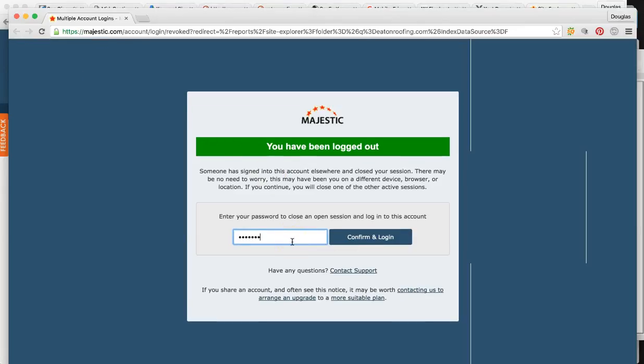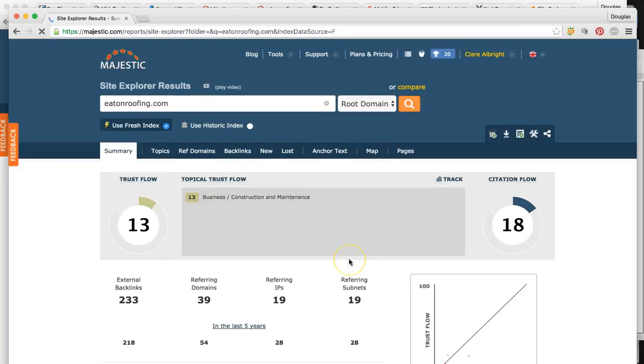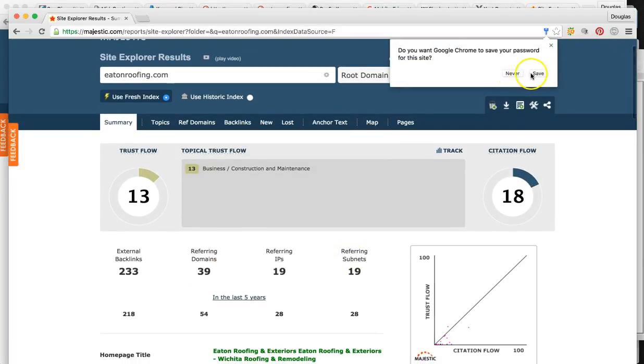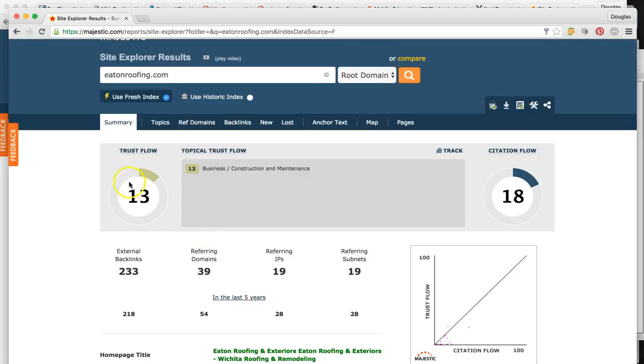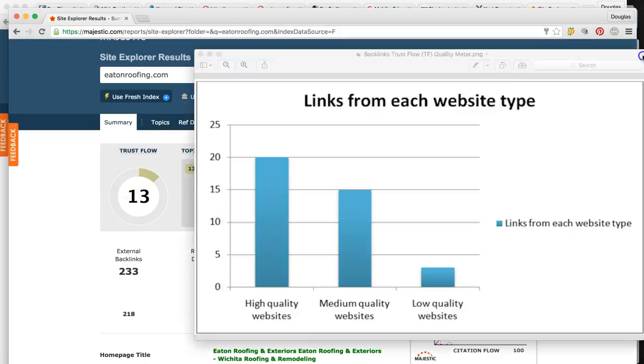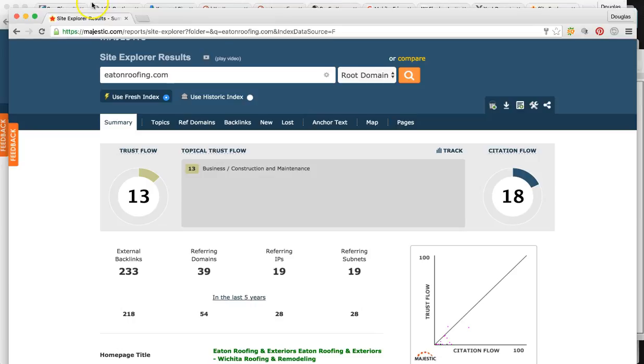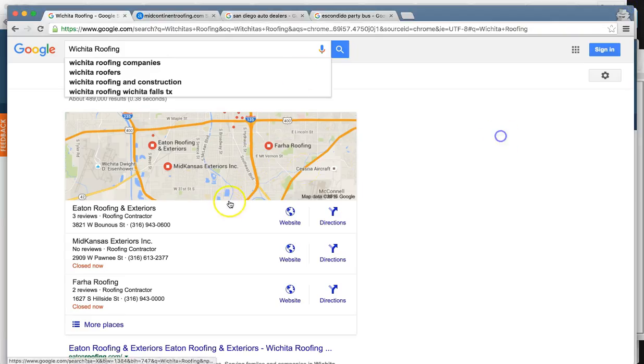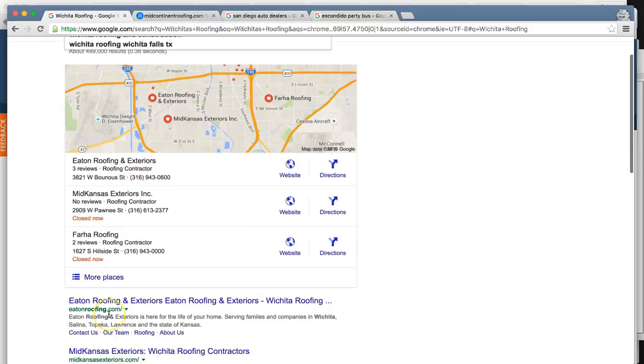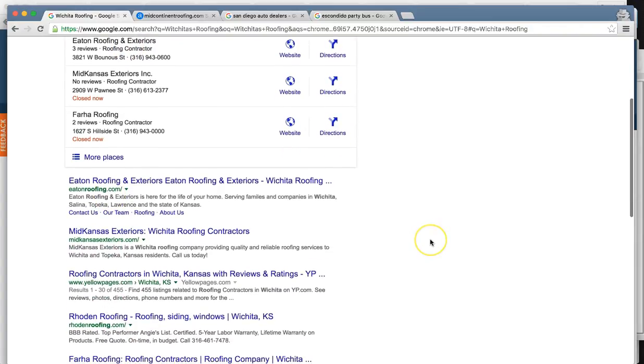Oh, I've got to log in real quick. All right, so these guys have 39 links pointing to them, but their trust flow is 13. If you look at that, they're not even meeting medium quality. This is what's vital to getting ranked number one organically: these backlinks. That's what these guys have done. This is considered low hanging fruit just because that is weak trust flow.